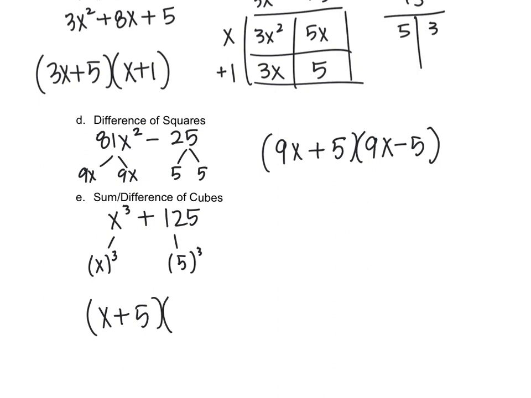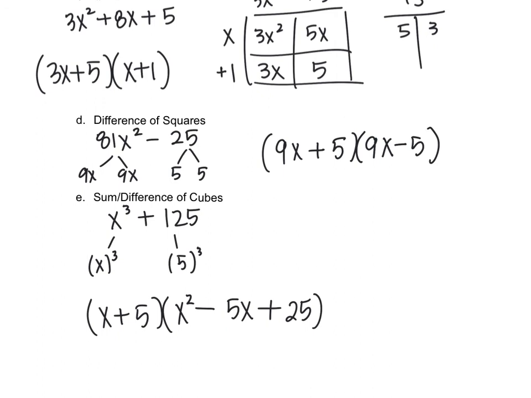Second set of parentheses always starts by squaring the first factor. So x squared is x squared. Then we subtract the multiplication of our 2 terms. So x times 5 is 5x. And then we add the square of the second root. So 5 squared is 25. The only difference between the sum and the difference of cubes is the operation in the first set of parentheses and that first operation between our x squared and our x.